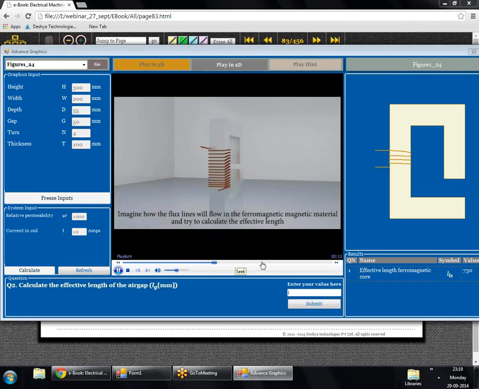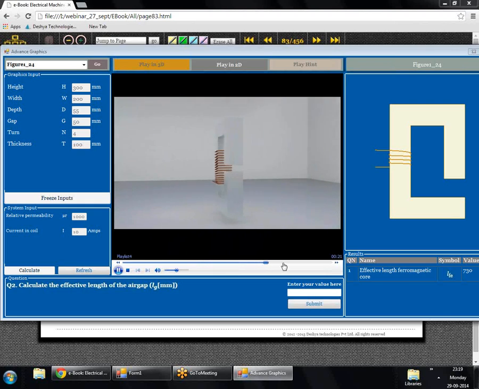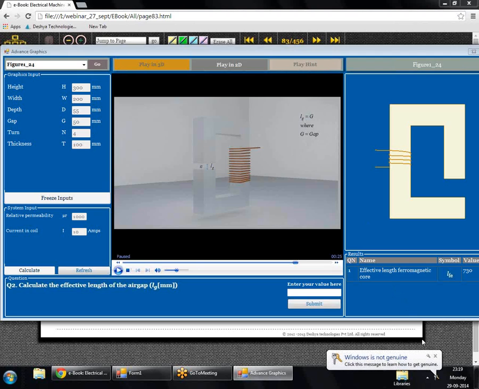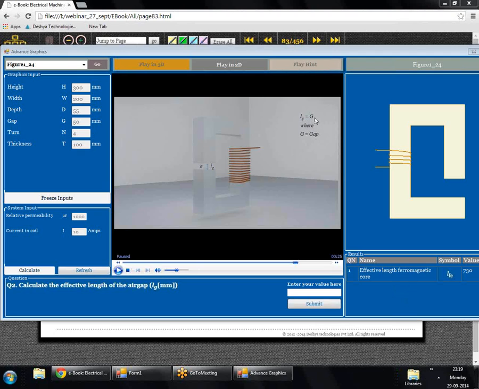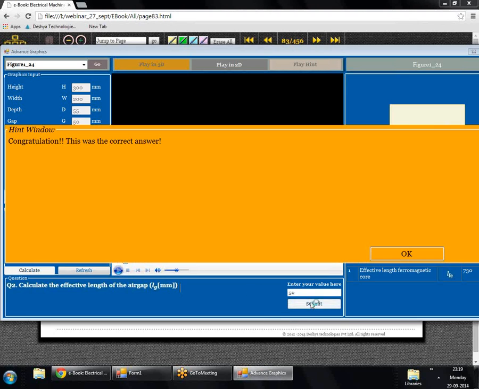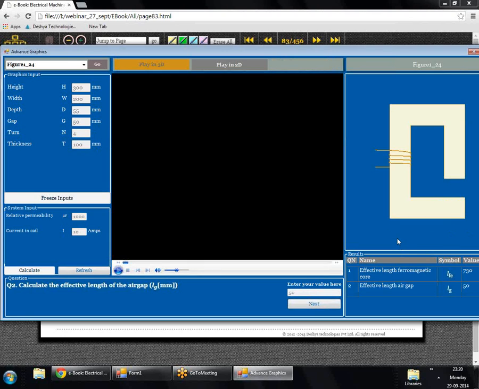So the right answer to this problem can be found using this expression over here, and if you see, the effective length of the air gap is equal to G, and G happens to be the gap which is 50 millimeter. So if I press here 50, it would be the correct answer, and it indeed is the correct answer.